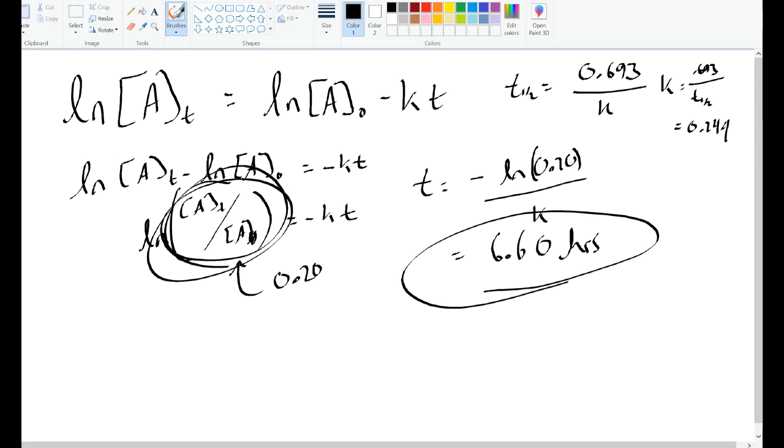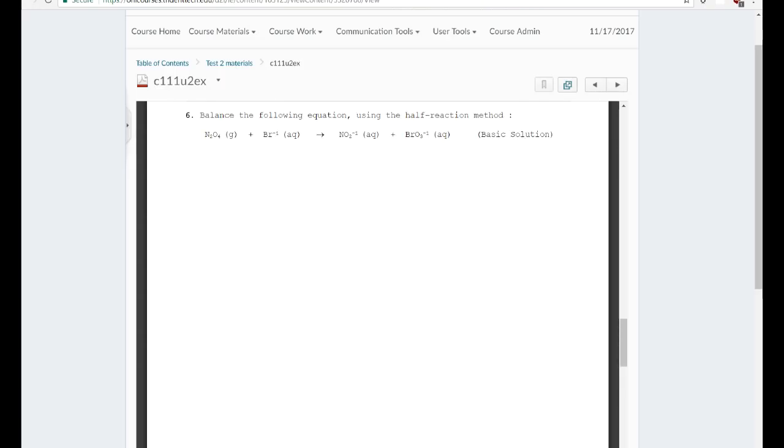If you can find a way to rearrange your equation to get that. That's not always easy or doable. But for a first order reaction, it definitely is.